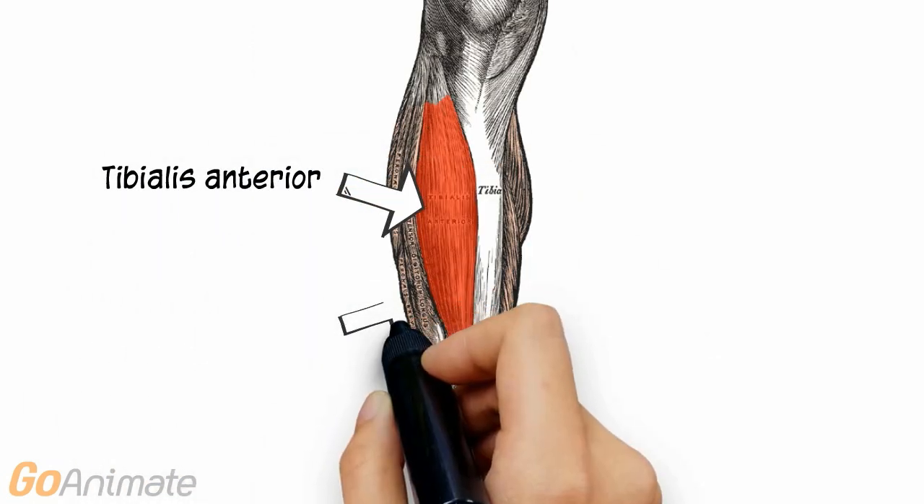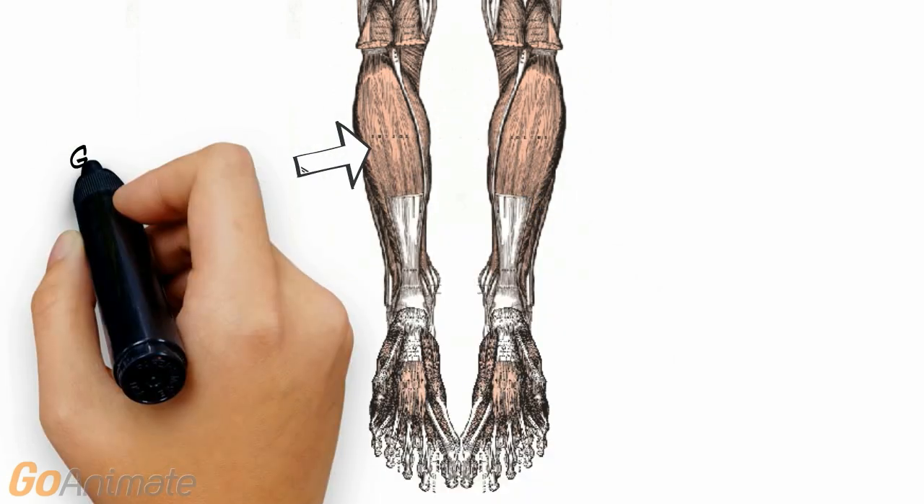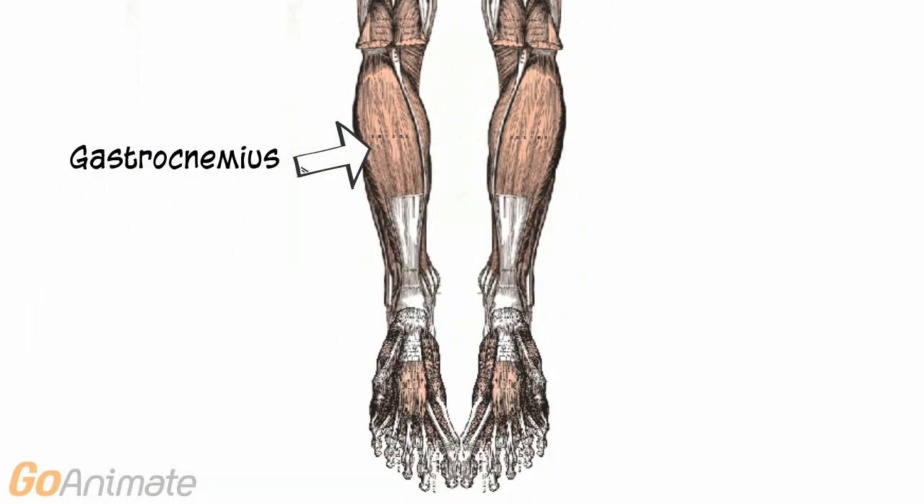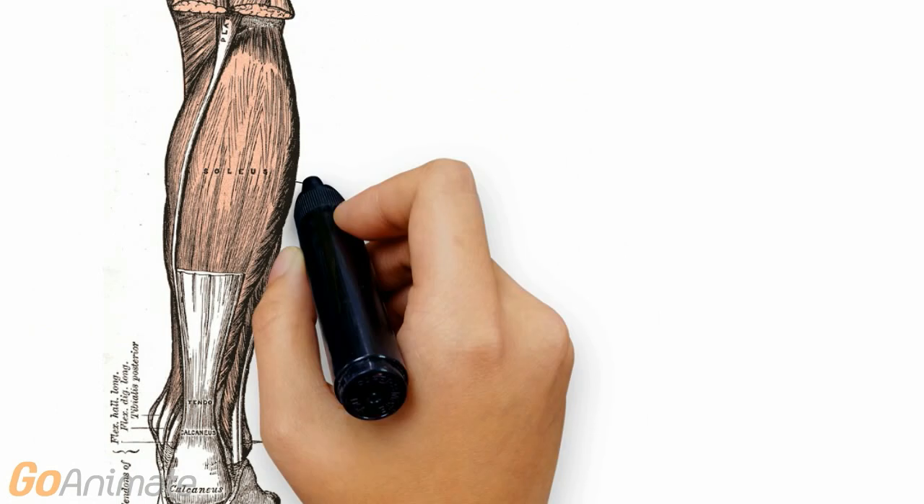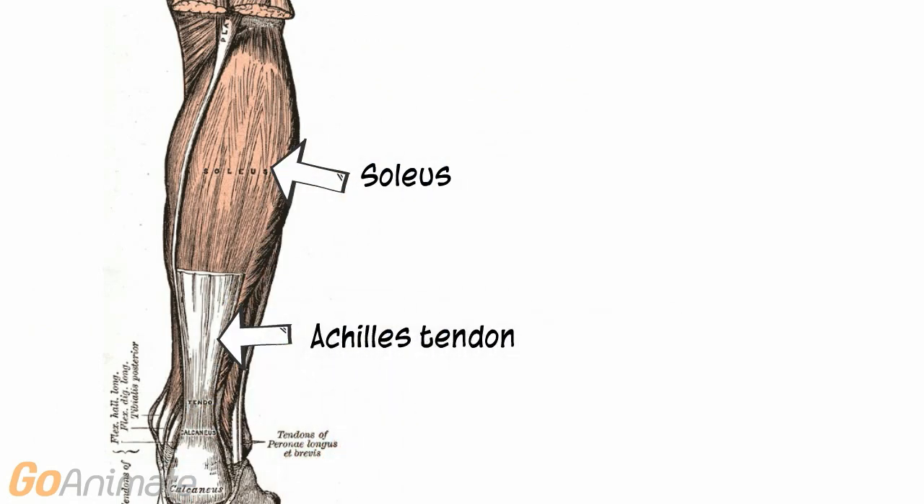In the lower leg or shin area, called the crus, we see the tibialis anterior just lateral to the tibia. Laterally, there is the fibularis group of muscles. In the posterior lower leg, or sura, we can see the gastrocnemius, which is commonly called the calf muscle. Deep to the gastrocnemius is the soleus. Both gastrocnemius and soleus attach to the Achilles tendon.